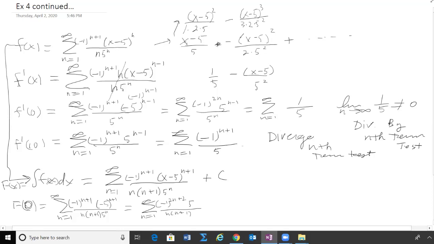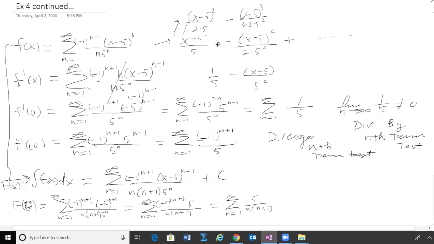Okay, so at this point, you realize this is not an alternating series. That -1 to 2n plus 1 is not alternating. It's always the same. It's positive. So we really just have this. Now, you need to do whatever work is necessary to show that this is convergent.